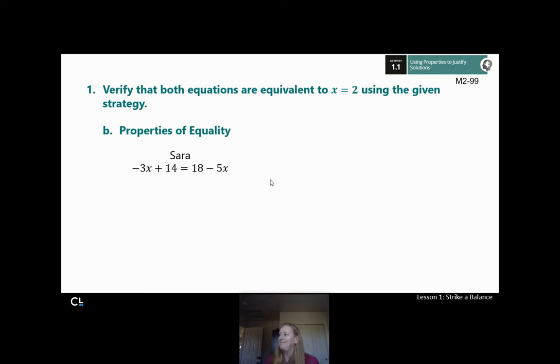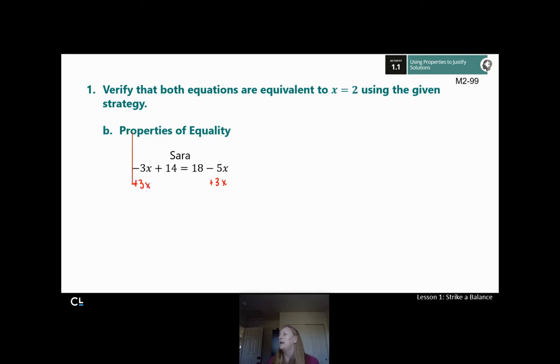All right, how you doing? I'm bringing up my pen here. I don't like that negative 3x. It's kind of freaking me out a little bit. So I'm going to use the addition property of equality. I'm going to use my pen this time. And so I'm going to add 3x to both sides.